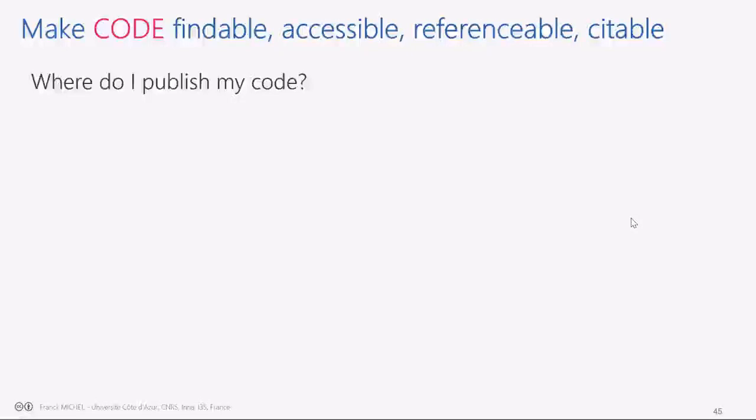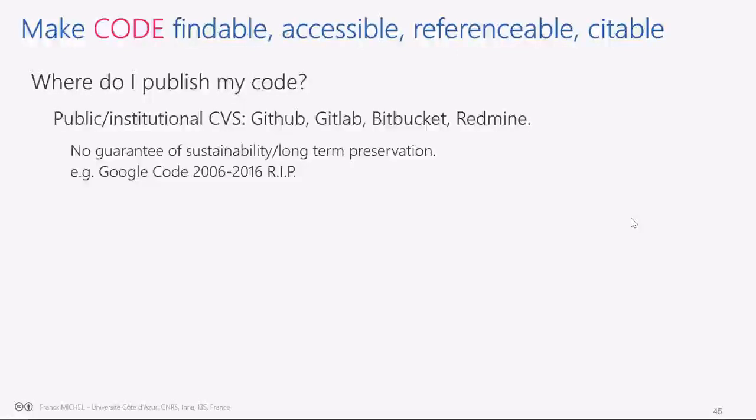Now about the code. If you want to share your code, the first thing you would think about is usually to store your code on a CVS, a code versioning system. And that's pretty nice. So you could use GitHub, for instance. You could use GitLab or a GitLab instance of your institution, Bitbucket, Redmine, and so on. That's okay, and that's usually what we do. And in the article, what you give is a link to the GitHub repository.